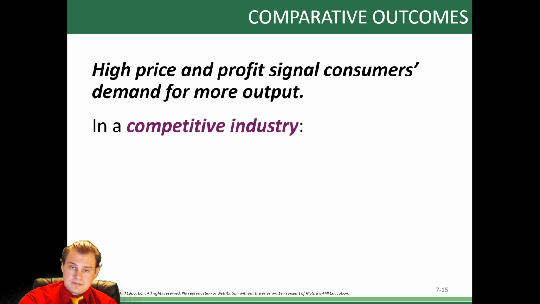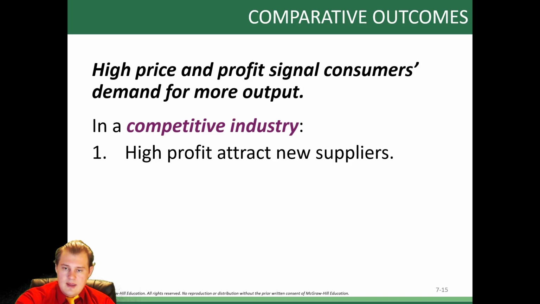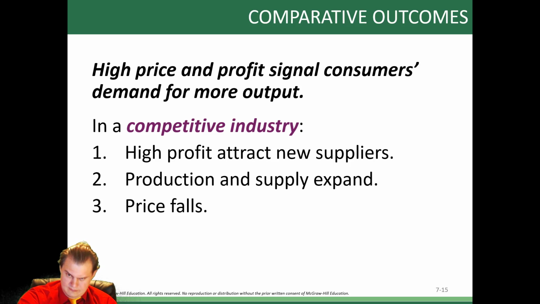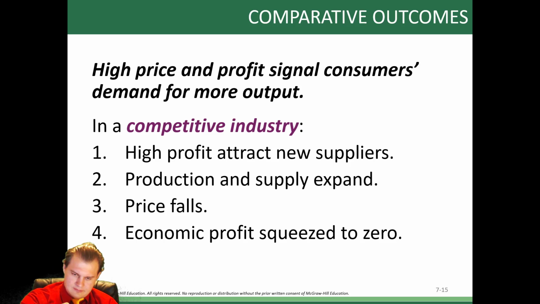High price and profit signal consumers' demand for more output. Okay, this is a cycle that you'll see in all industries. High profit attracts new suppliers. If there's a lot of money to be made, people start figuring out how to get into that industry. Production and supply expand because people came into the industry. They're going to start making stuff. Prices quickly fall. Economic profit gets squeezed to zero.